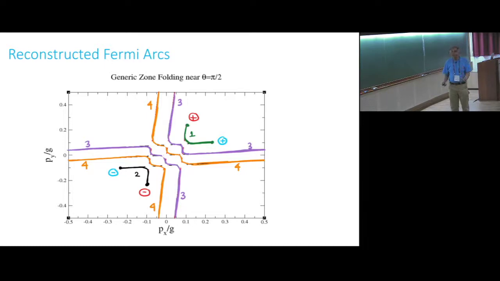So that means, of course, that when you put a perpendicular magnetic field on them, there won't be things like de Haas-van Alphen effect, Shubnikov-de Haas, things like that will not occur because they don't enclose any flux. Okay?